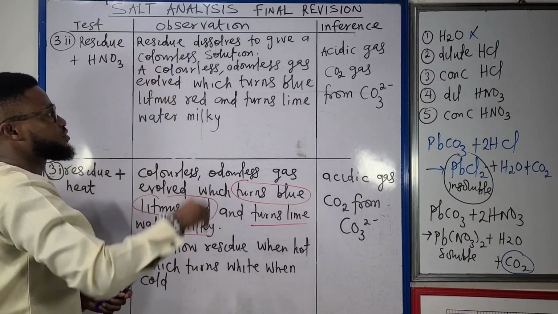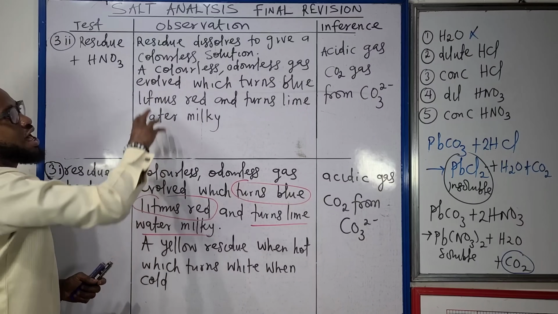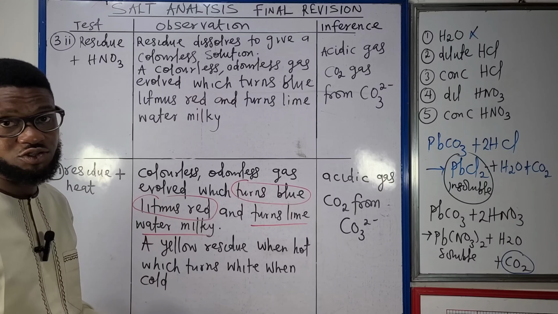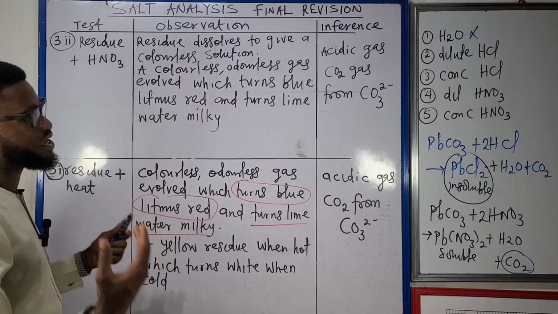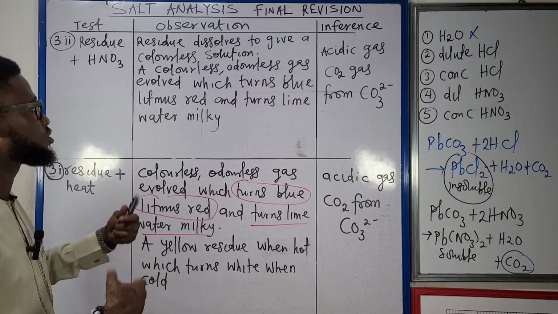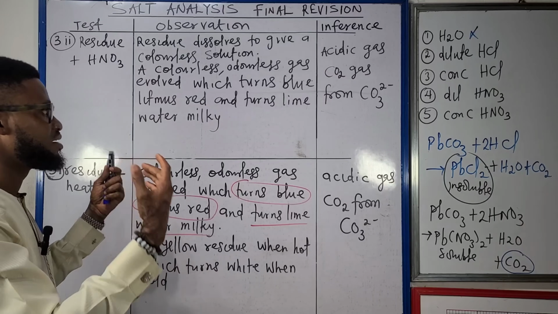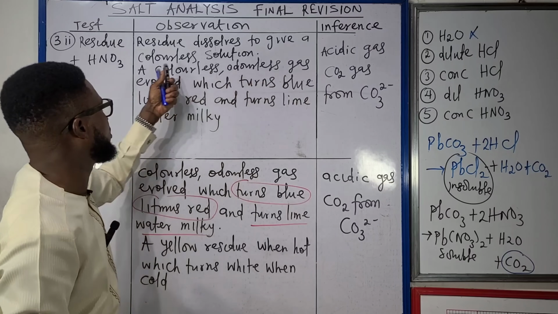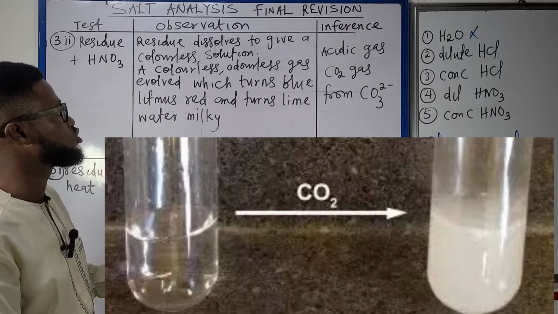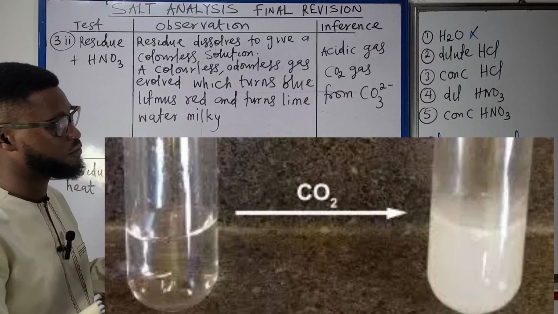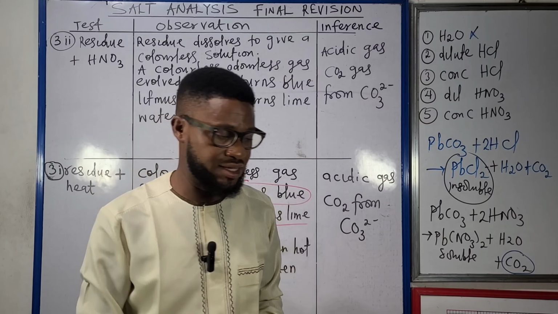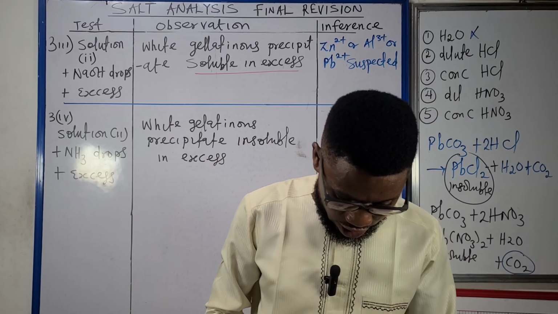So the residue will dissolve to give a colorless solution, and of course, we proceed with what we usually write as our observation when we are identifying carbon dioxide: colorless, odorless gas evolved, which turns blue litmus red and turns lime water milky. Gas is acidic because it turns blue litmus red. CO2 gas from CO3 2-. Why? There is a confirmatory test for CO2 here. It turns lime water milky. So that explains that.